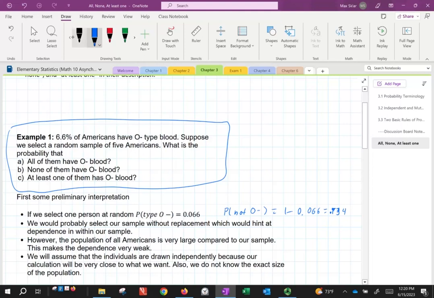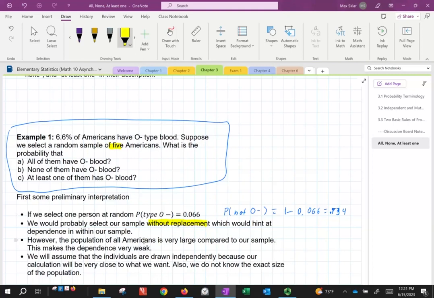Another thing we want to think about is selecting our sample of 5 Americans. If we select the 5 Americans, we're probably going to select without replacement, which means that the selection would be dependent. As we select each of our people into our sample, we're changing the pool, we're changing the population that we're selecting from. And so that would cause a change in the probabilities as we move along. And you've probably worked with some probabilities involving the multiplication rule using conditional probabilities. And that's what we would have to do with the dependence.